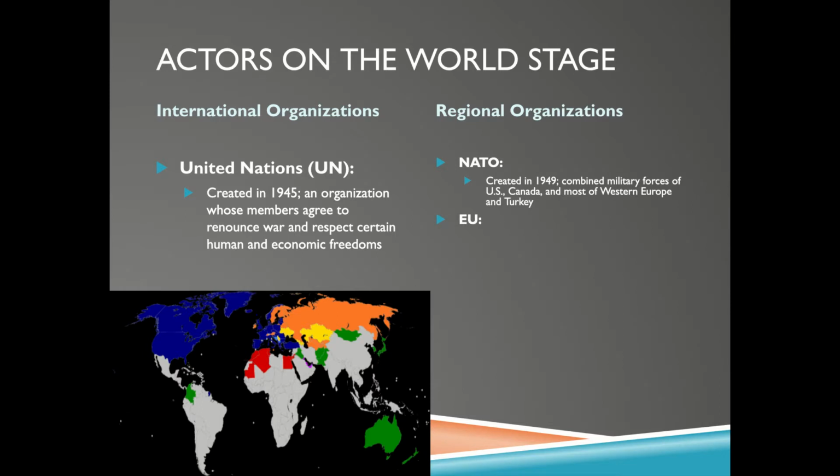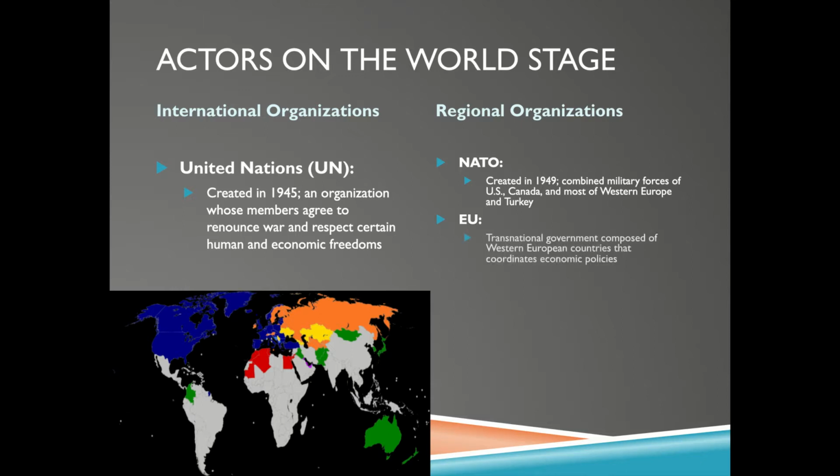So, our actors on the world stage. We start out here with international organizations. The most common is the United Nations, the UN. It was created in 1945, the successor to the failed League of Nations from World War One. This is an organization whose members agreed to renounce war and respect certain human and economic freedoms. You can say that the United Nations has been successful in preventing wars. Its main goal is to prevent future world wars, and it has done that.